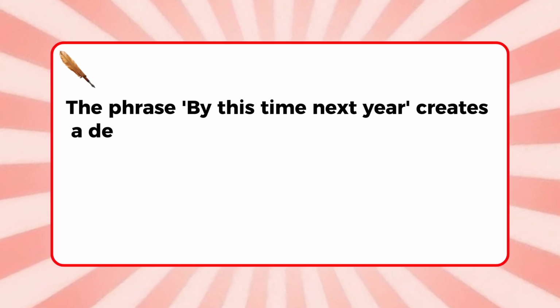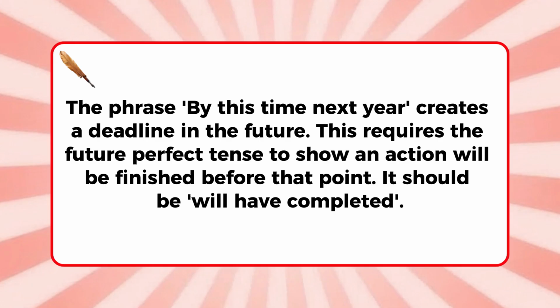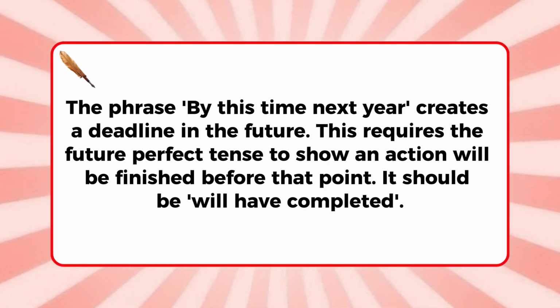The phrase "by this time next year" creates a deadline in the future. This requires the future perfect tense to show an action will be finished before that point. It should be will have completed.